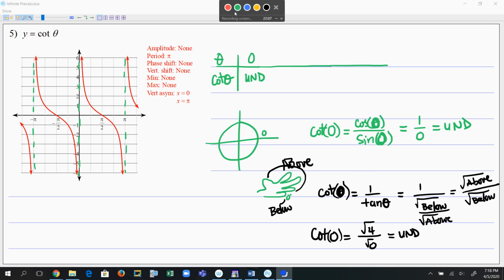Okay, so let's go back here. Now go ahead and look at the next one. How about at pi over 4? Cotangent of pi over 4 will be 1, and cotangent of pi over 2 will be 0. Cotangent of 3 pi over 4 will be -1. And lastly, cotangent of pi will be undefined. Where the function is undefined, that will be your vertical asymptote.